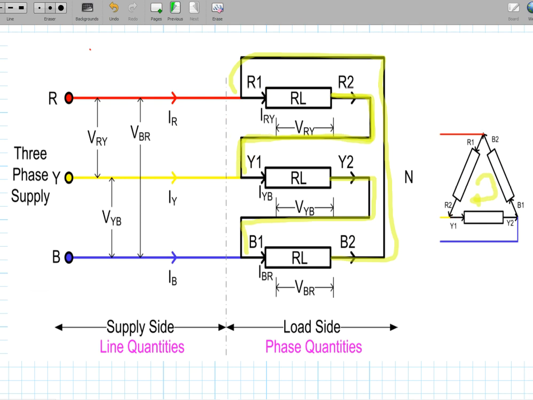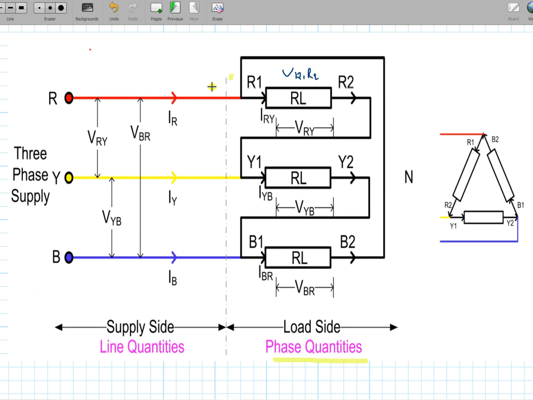So let us consider how we can mark the phase voltages and line voltages over here. Let me erase all this. Again I will divide this diagram into two parts. Let us consider that this is the load side and this is the supply side. On the load side, as I discussed previously, there are always the phase quantities. So see, this is VR1. What is this voltage actually? This voltage is equal to VR1R2.